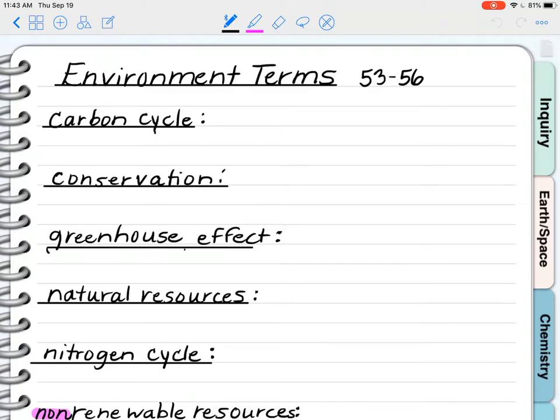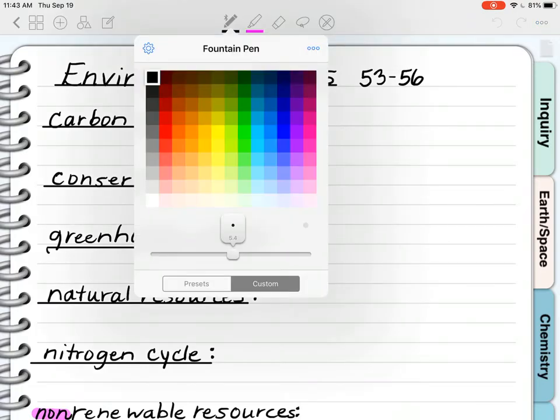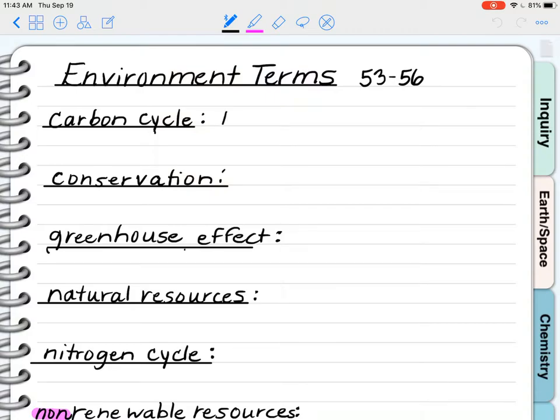The first term is about the carbon cycle, and we're going to look at this in detail on the next page when we look at the diagram. So I won't pull up a picture on this one. The carbon cycle is talking about the movement of carbon through the environment.